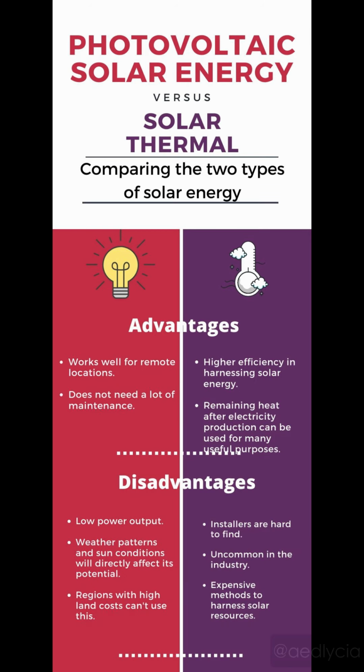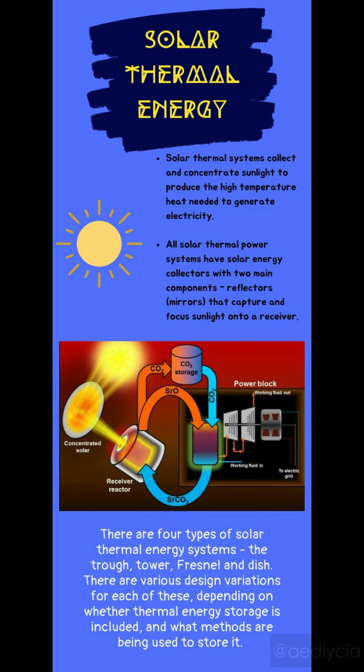Here are the advantages and disadvantages of solar PV and solar thermal energy. Based on this, I believe that solar thermal systems produce energy more consistently and efficiently. Today I'll be focusing on solar thermal energy. There are 4 types of solar thermal energy systems: trough, tower, Fresnel, and dish. The solar energy collectors on a solar thermal system will have 2 main components: a reflector that reflects and captures sunlight, and a receiver that captures the reflected sunlight, which heats up the heat transfer fluid.